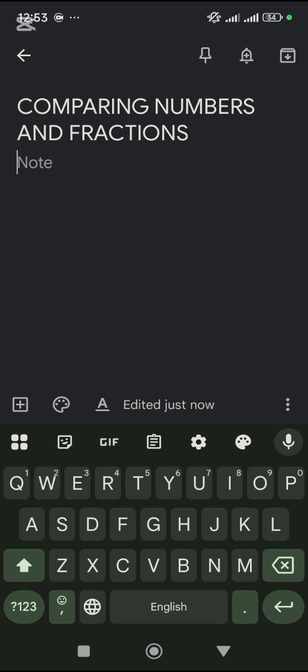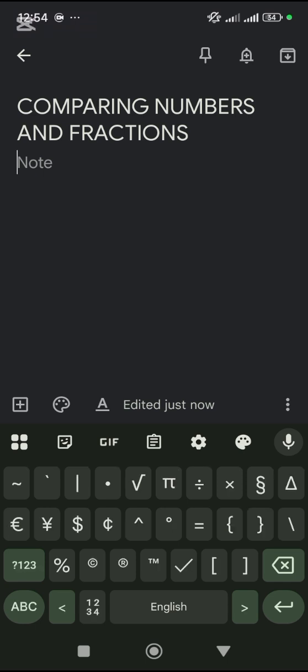Now, to compare numbers or fractions, we are simply trying to state if the numbers or fractions are equal, or if one is greater than the other. That is, one is less than or greater than the other. So we are just trying to understand what is really happening between either numbers or fractions. And so we have the symbols we use in comparing numbers, so let's go into it.